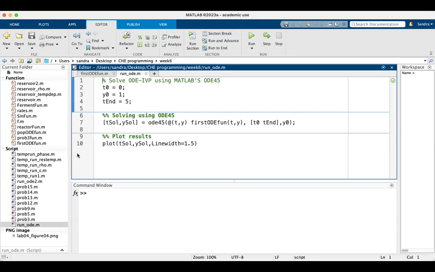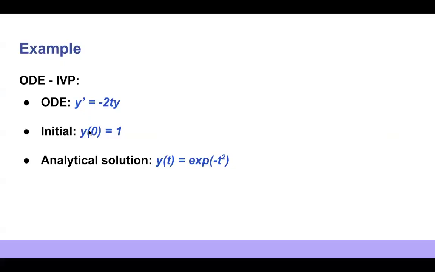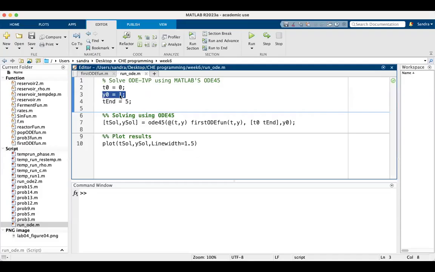Okay, so this is the function that we have here. We have t0 at time t equal to 0, and y0 is equal to 1. Let me just confirm that again: at t equal to 0, the y value is 1. And the function is minus 2ty. So at t0 is 0 and y0 is 1.